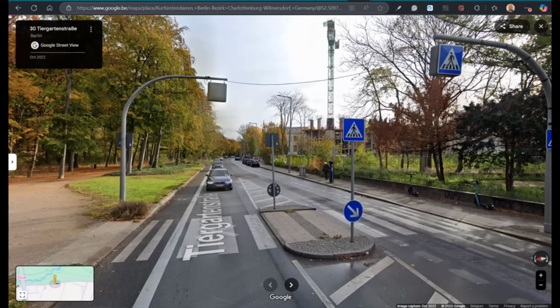See how high they have placed the traffic sign, just to let you know even from far that there is a pedestrian crossing ahead. Be careful, drive carefully. All right, so pay attention to these traffic signs.